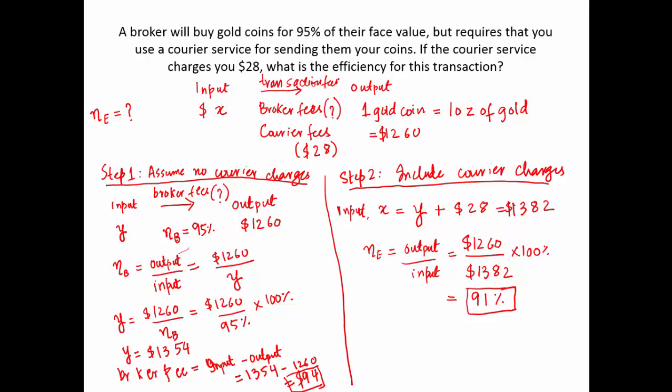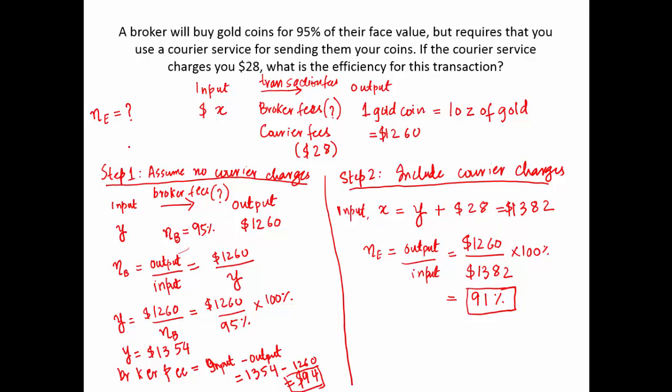It's good to think of the problem in terms of input and output. And remember, your input might be different depending on if you make any assumptions regarding your transactions. So if you have two sorts of transaction cost, and for the purposes of simplifying the problem you eliminate one of the transaction costs, your input will be different. Your output, if it's given, is the same in this case. Our efficiency, assuming no courier charges, is 95%.